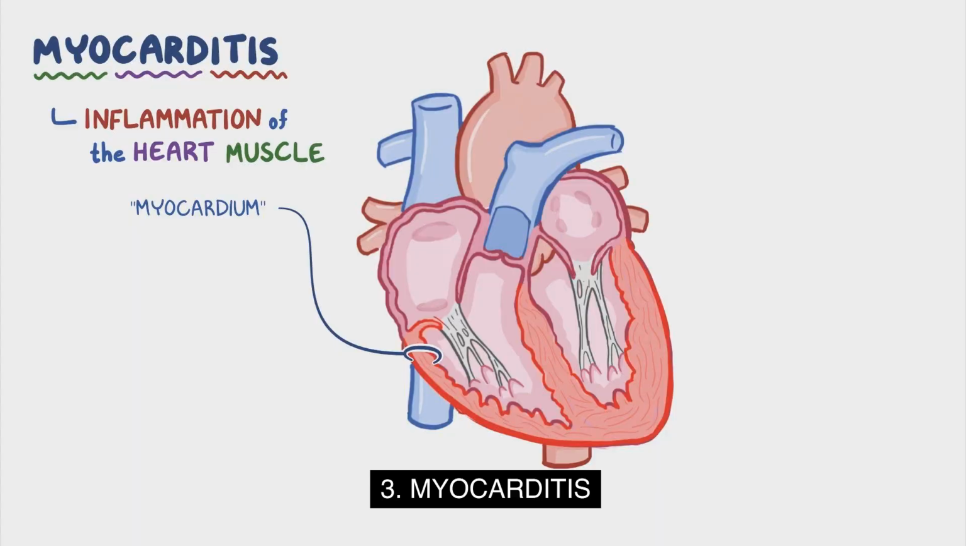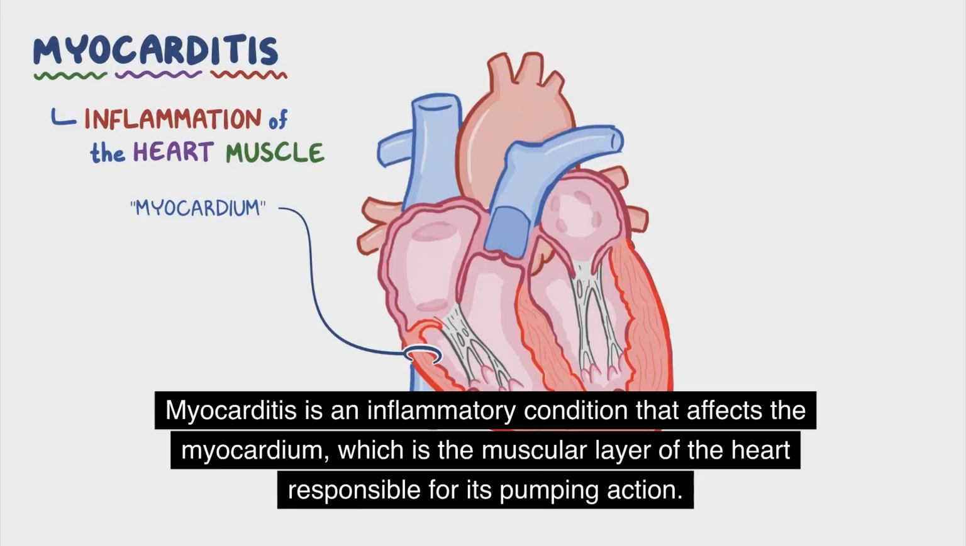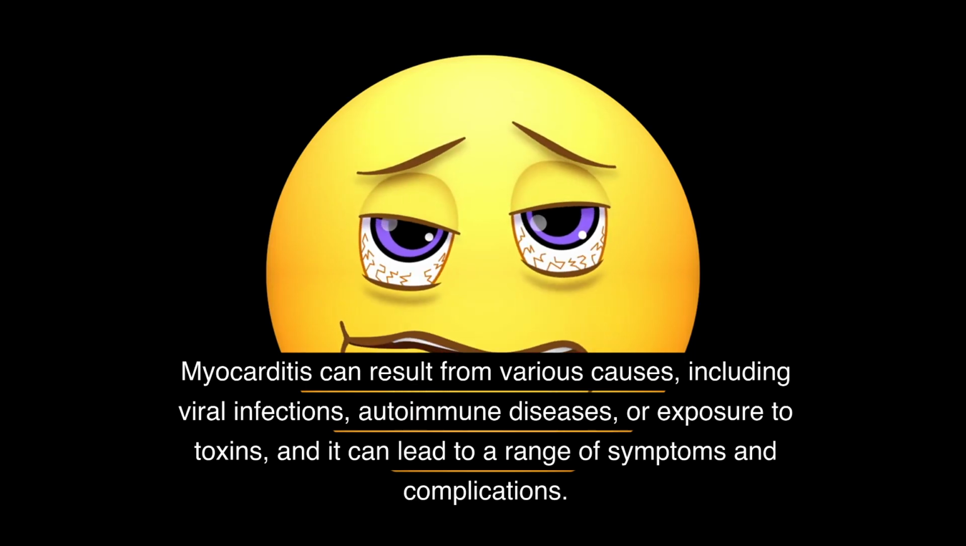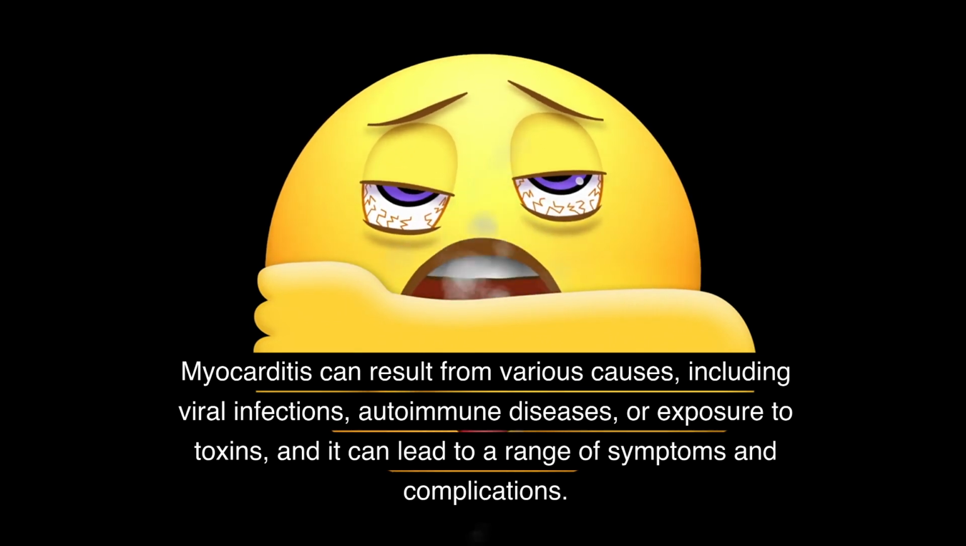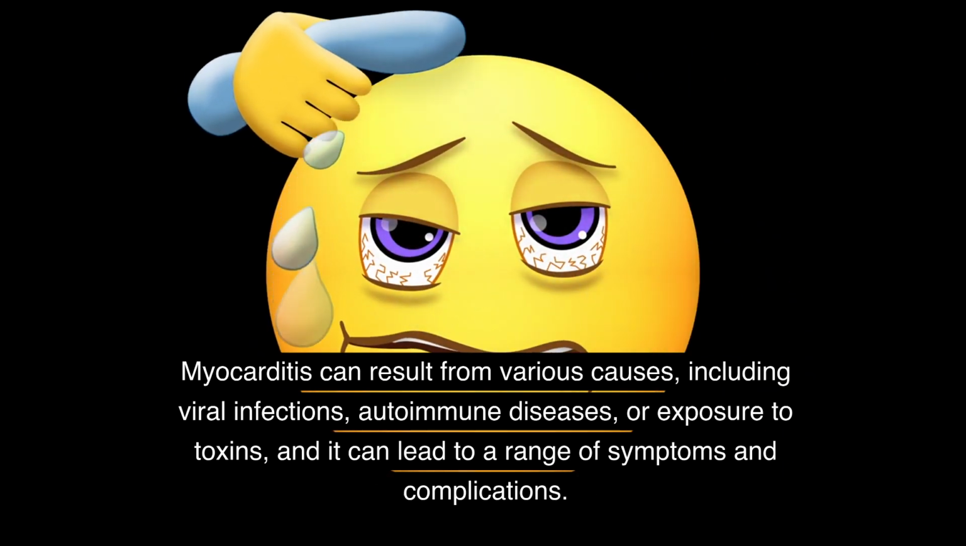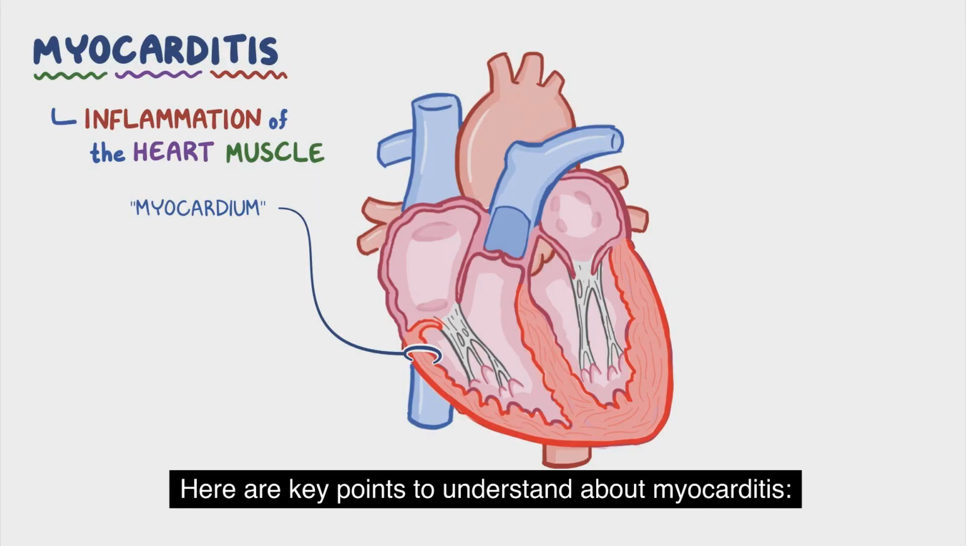3. Myocarditis. Myocarditis is an inflammatory condition that affects the myocardium, which is the muscular layer of the heart responsible for its pumping action. Myocarditis can result from various causes, including viral infections, autoimmune diseases, or exposure to toxins, and it can lead to a range of symptoms and complications. Here are key points to understand about myocarditis.